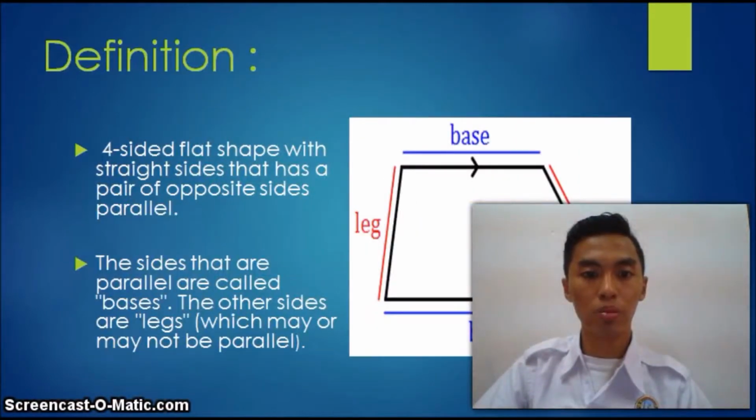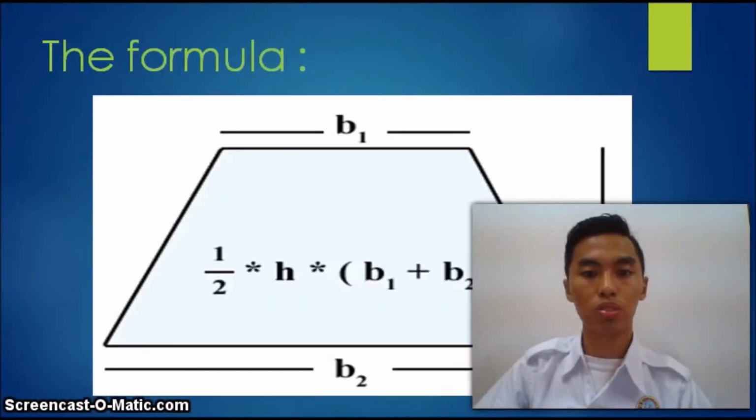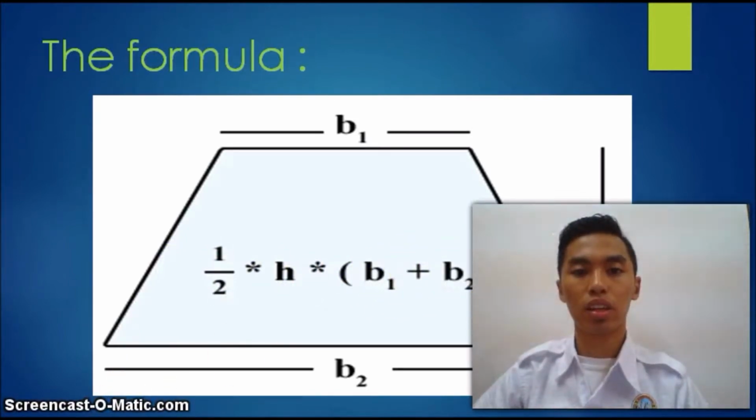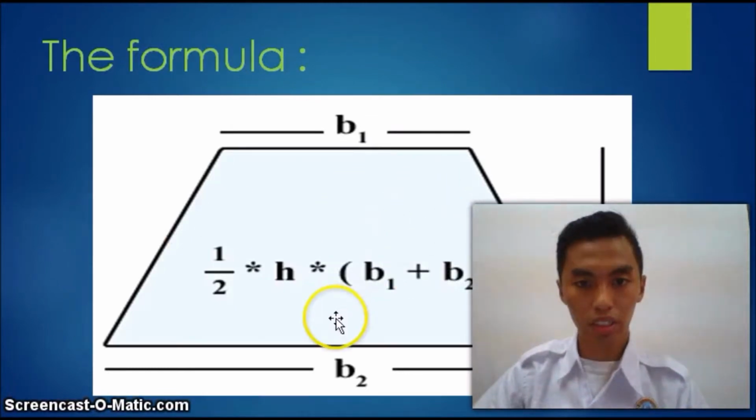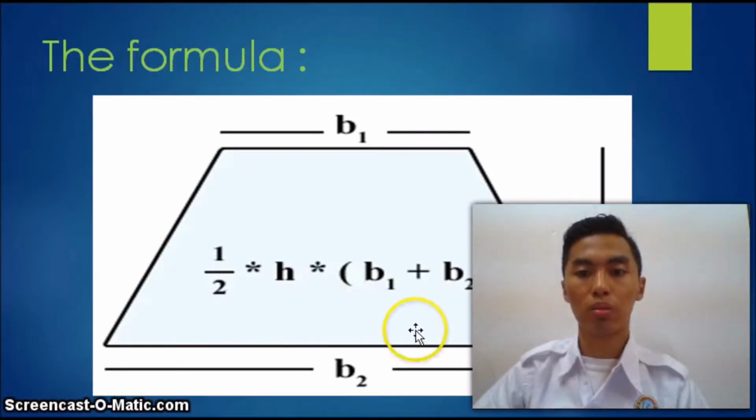A trapezoid is a four-sided shape with a pair of opposite sides parallel. The sides that are parallel are called bases. The other sides are legs, which may or may not be parallel. And next, I will talk about the formula. The formula we use to find the area of a trapezoid is half times h times b1 plus b2. H is the height. The height is always the straight up and down distance between the top side of the trapezoid and the bottom side.